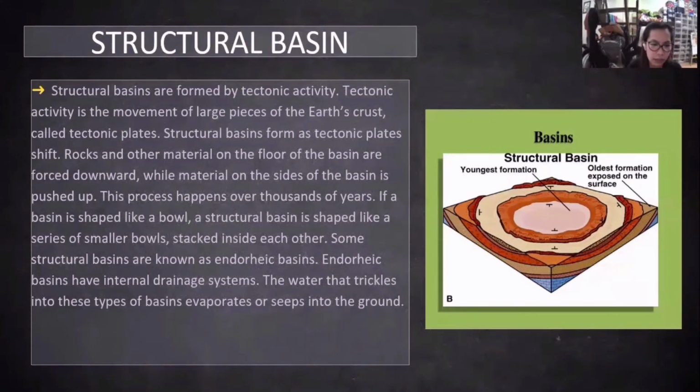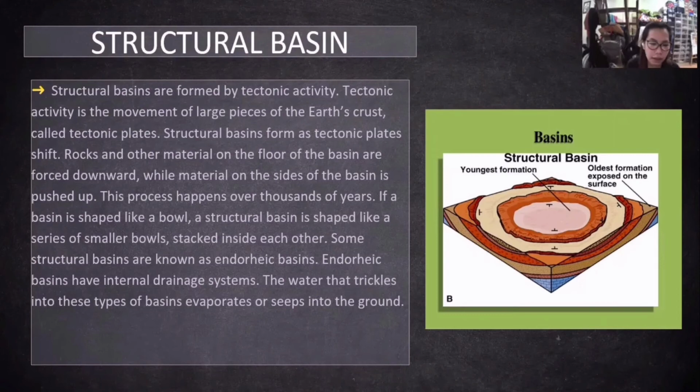Structural basins form as tectonic plates shift. Rocks and other materials on the floor of the basin are pushed downward while material on the sides of the basin is pushed up. This process happens over thousands of years. If a basin is shaped like a bowl, a structural basin is shaped like a series of smaller bowls stacked inside each other. Structural basins are usually found in dry regions.